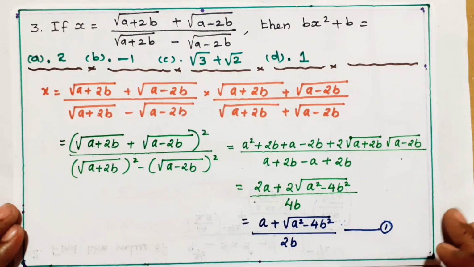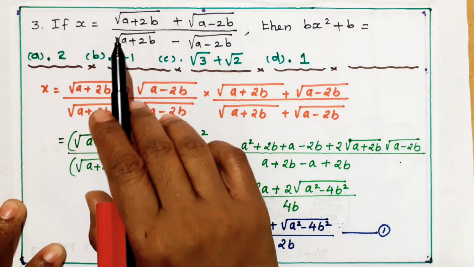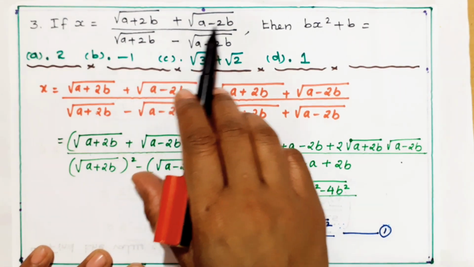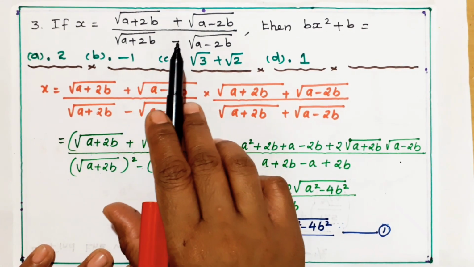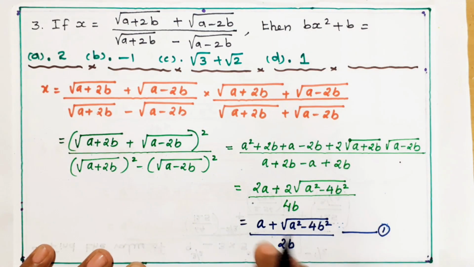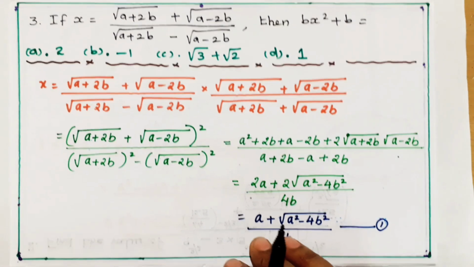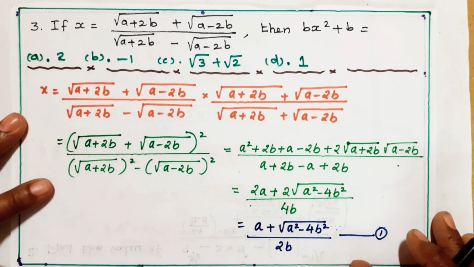See the next question. Next question is x equals root over a plus 2b plus root over a minus 2b by root over a plus 2b minus root over a minus 2b. Then bx square plus b is. Okay. So it is a little lengthy question. We need to rationalize and all. So you see how to simplify this.